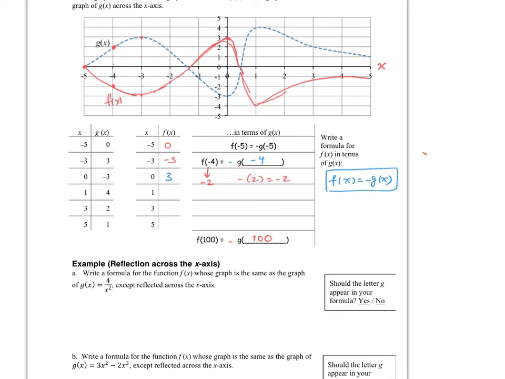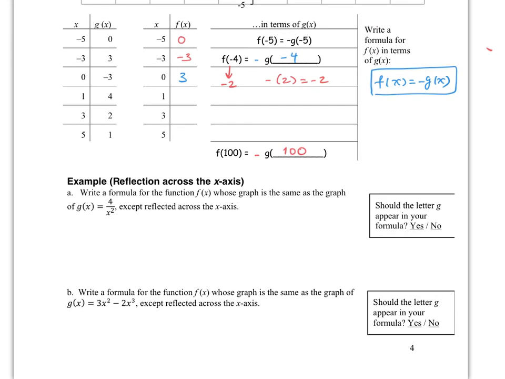All right, so if you keep this in mind, this will make life pretty easy when they ask you about reflecting on the x-axis. So here the question now says, write a formula for the function whose graph is the same as g, but reflected on the x-axis. So therefore, f of x is going to be minus g of x. So in our case, this will be minus 4 over x squared. And that's it. Now, should the letter g appear on the formula? No, again, because you know what g is.